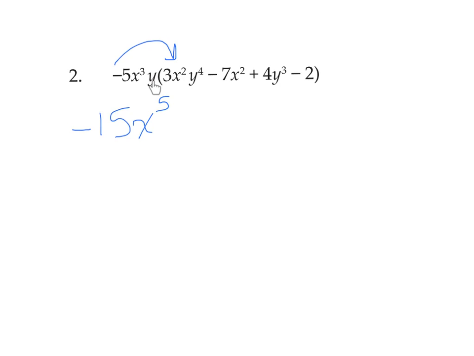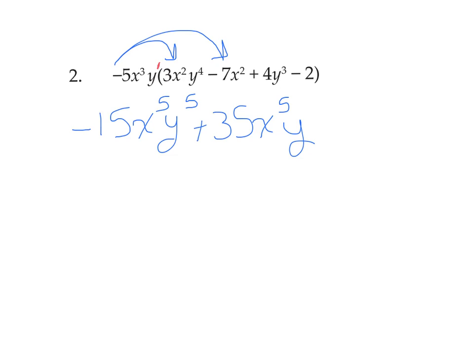And this time we have another variable, y times y to the fourth. And don't forget, this y has the invisible 1 on it. So this is going to make y to the fifth also. Add those exponents, 1 plus 4. All right, then we're going to do the next term. Negative times negative makes positive. 5 times 7 is 35. x cubed times x squared. Add the exponents, we get x to the fifth. Don't forget, though, we have this y here, and there are no more y's down here to put with it, but we still have to bring that y into our product. So we have a y here.